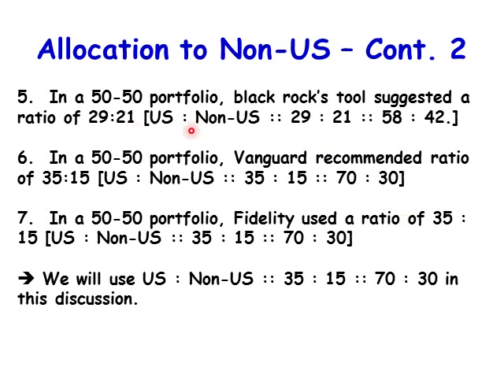So this is the consensus here, and that's what we will be using. We'll be using 70 to 30, 70% to US stocks and 30% to non-US. We will be using US to non-US of 35 to 15, which is also 70 to 30, in this discussion here. Okay, let's continue from here.